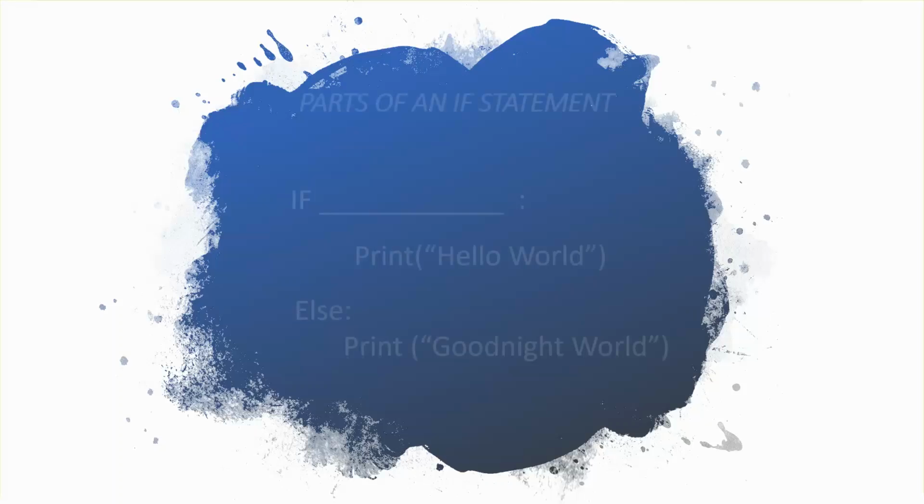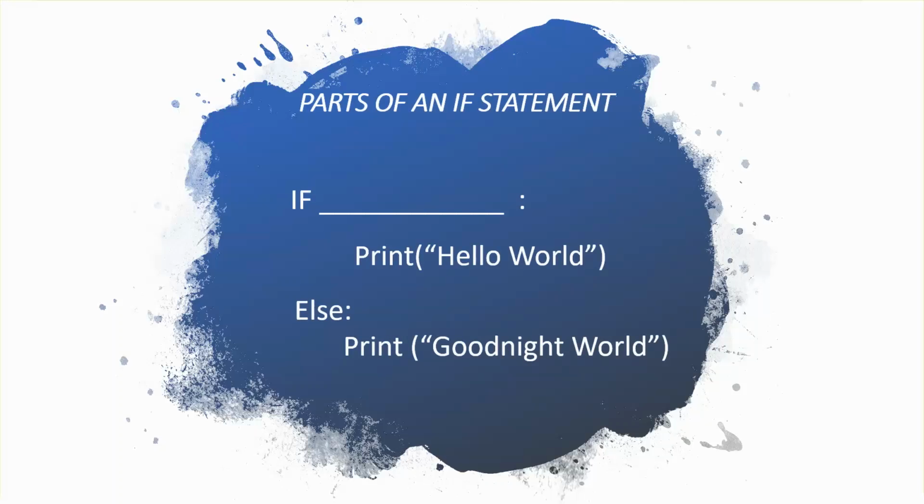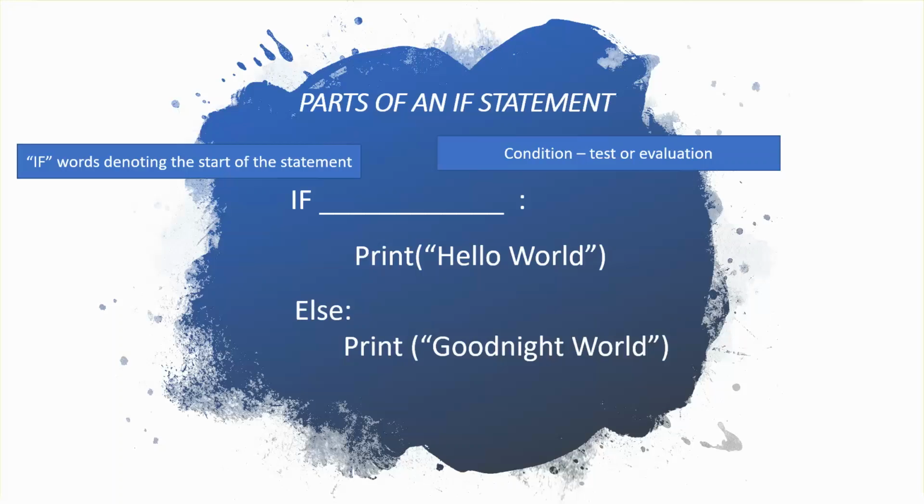How does an if statement look? Let's identify its parts. First, the if word. This denotes the start of the statement, except on shorthand if-else statements, which will be discussed by Mr. Jesse. Second is the condition. This is the blank line on our example. There are many types of conditions which I will be discussing after this slide.